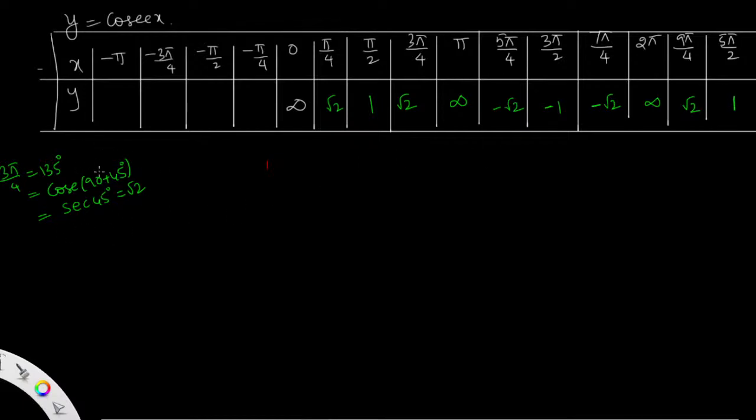By taking the calculation you get the answers. Minus pi by 4 is root 2, minus pi by 2 is infinity, and minus 3 pi by 4 is minus root 2. Like this way you can get the values. Now join the graph.